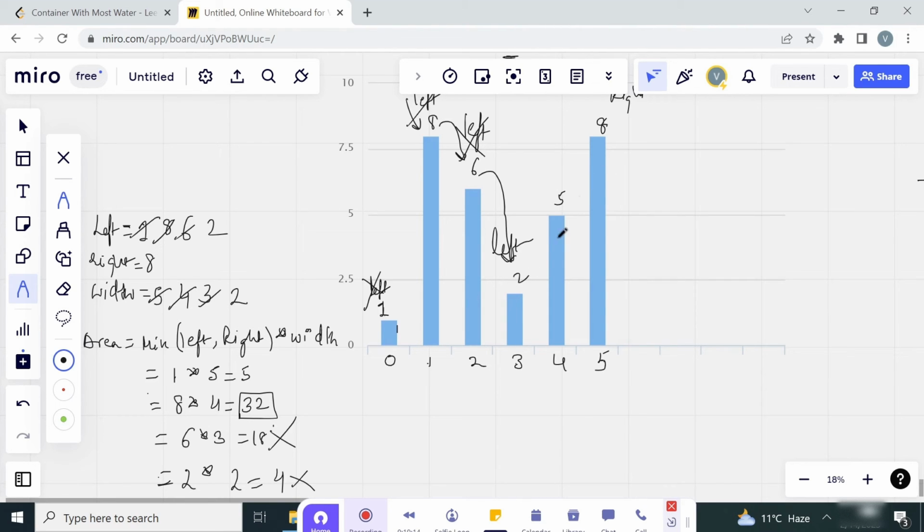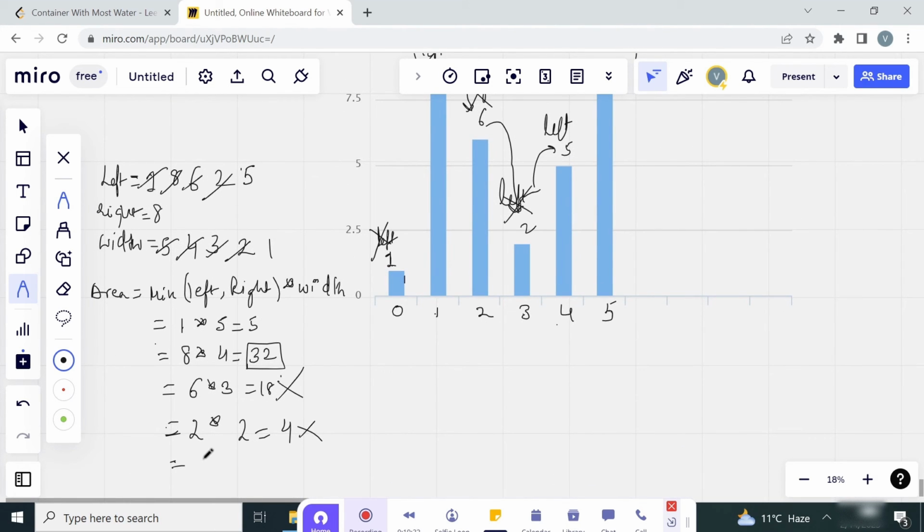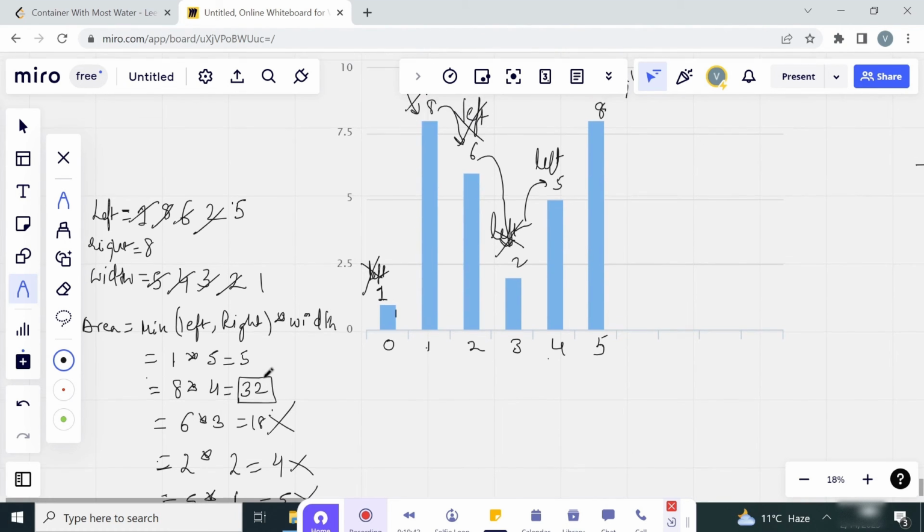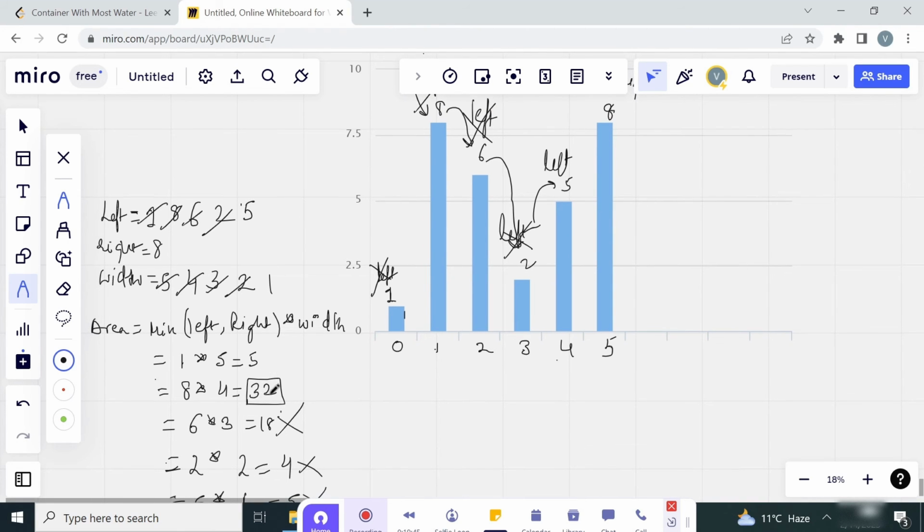Now between 2 and 8, 2 is smaller, so we'll update left to 5. Now the width is 5 minus 4, that is 1. So we'll again calculate the area. The smallest between 5 and 8 is 5, into the width 1, so the area is 5. We'll again not take it because we already have a larger area of the container available.